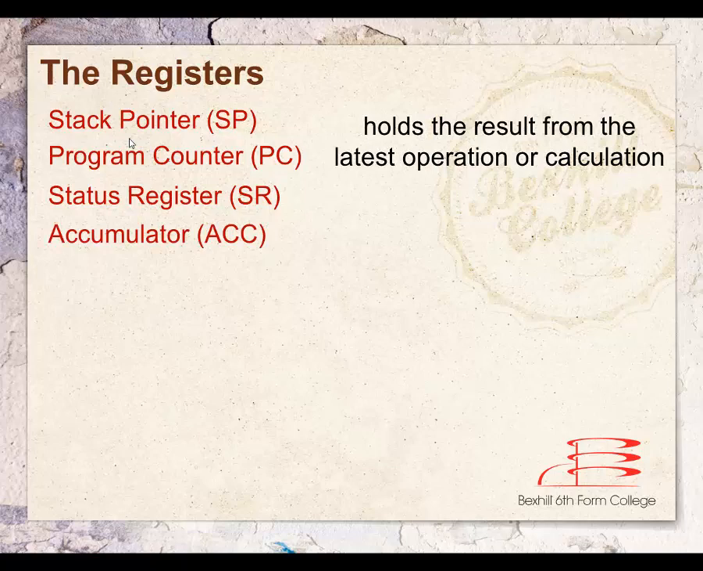The accumulator. This is actually the workspace of the processor. This is where all the values and all the executions are undertaken. The latest value undertaken by the processor is stored in the accumulator. So it's an immediate piece of memory that the ALU talks directly to and stores data within.